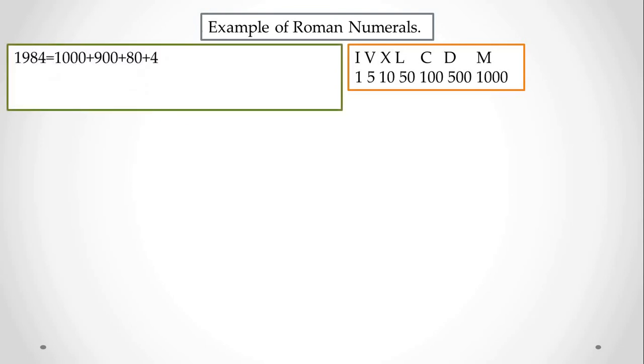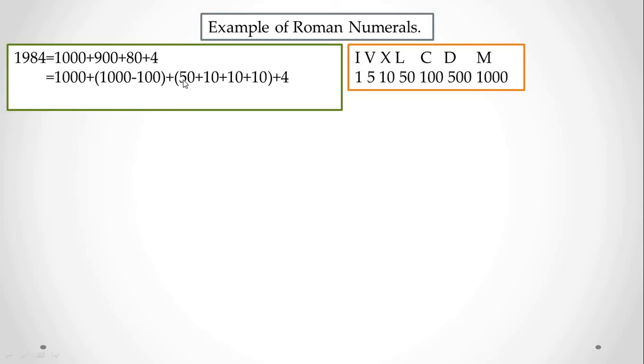So here, example 1, we will directly take a bigger number, 1984. First you have to distribute that number. So 1984 is nothing but 1000 plus 900 plus 80 plus 4, and then 1000 you write as it is. Why? Because for 1000 a ready-made M is there. 900 means 1000 minus 100. 80 means 50 plus 10 plus 10 plus 10.